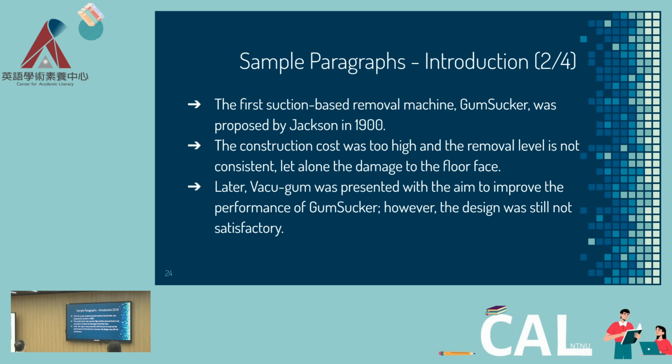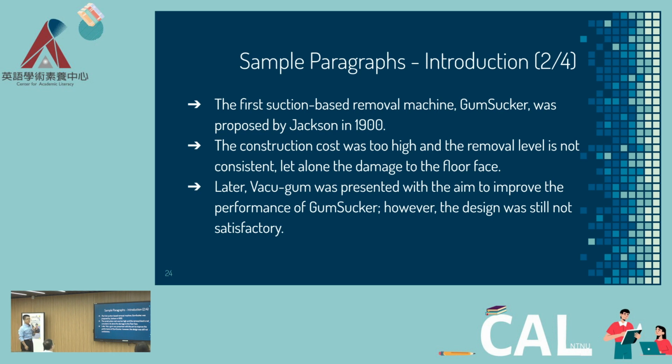The construction cost was too high, and the removal level is not consistent, let alone the damage to the floor surface. Yeah, because it's not satisfactory, right? So the cost was too high. Yeah, if you have to pay a lot to remove chewing gum, that's not cost effective. And the removal level is not consistent, sometimes good, sometimes bad, let alone the damage to the floor. So how about the next sentence?